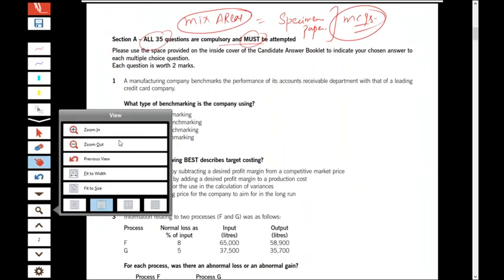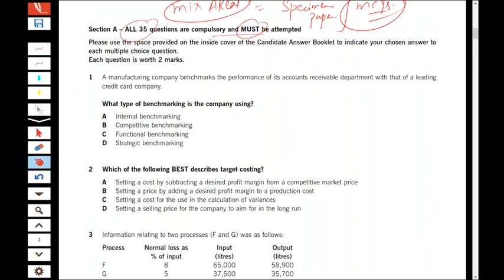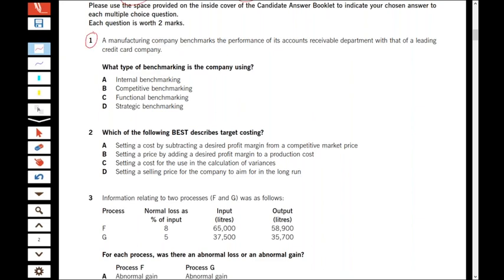And first of all, this is my question number one. And believe me, this will be a very productive session. A manufacturing company benchmarks the performance of its accounts receivable department. Now, first of all, you should know what exactly benchmarking is. I'm going to explain this benchmarking, and then later on I will be solving this MCQ. So through these MCQs, which are specifically designed by your examiner in the specimen paper, you will be able to cover many topics. Now, various topics you can cover from here.